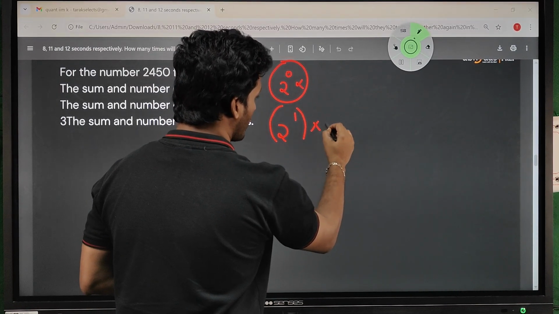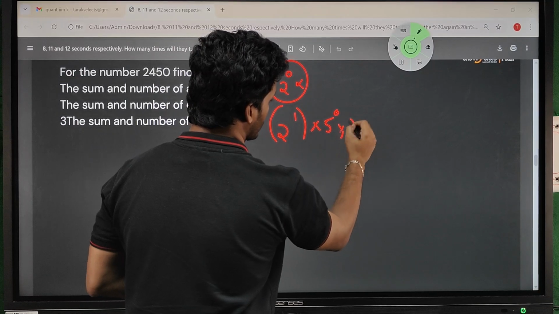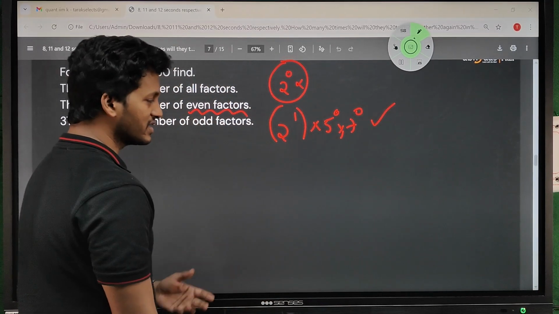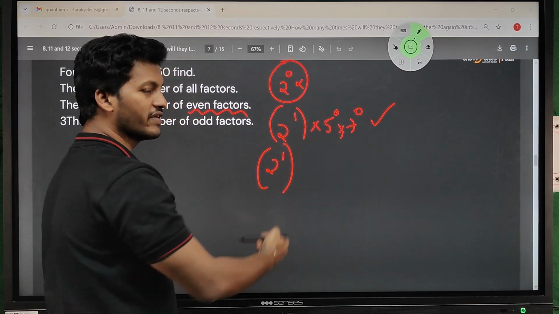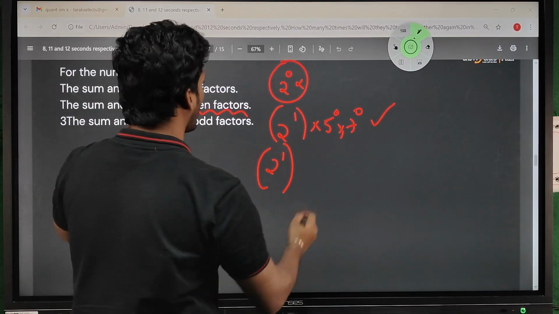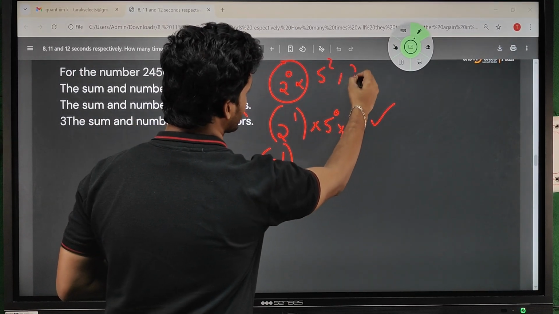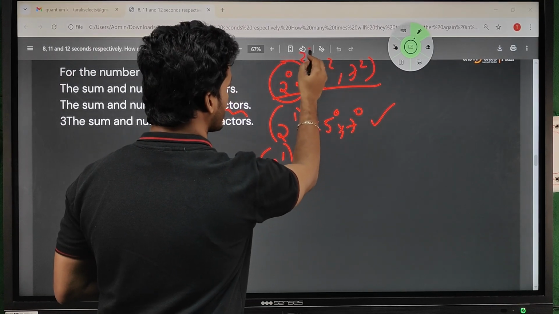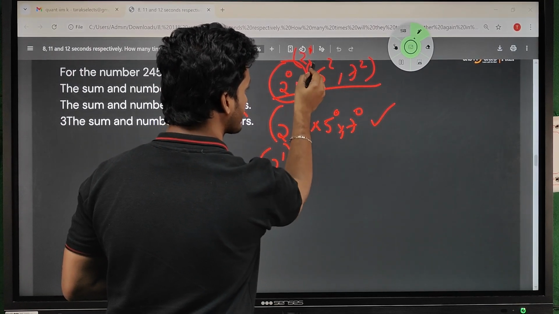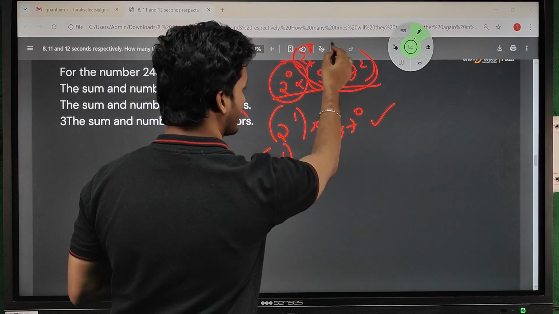Now, from here onwards, 5 power 0 into 7 power 0 can be an even number, right? Yes. Now, keeping 2 power 1 constant, I can vary the other factors. What are all the given factors? 5 square and 7 square. We should not forget this, because these are what is given in the number. So 2 power 1 into 5 square into 7 square is the given number, 2450.